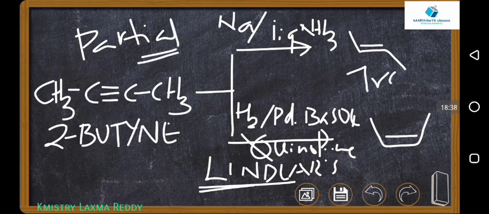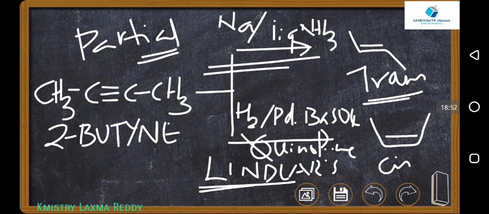Here, this compound is trans, whereas this compound is going to be cis. Only alkyne is converted to alkene. The reaction is stopped at the alkene stage. But in order to get the trans one, we need to use sodium in liquid ammonia. And to get the cis one, you need to use Lindlar's catalyst, that is hydrogen, palladium, barium sulfate in quinoline. So remember, this is one very, very important point. In partial reduction of alkynes, if you want trans alkene, use sodium in liquid ammonia. If you want cis alkene, use Lindlar's catalyst. One very, very important reaction this is.